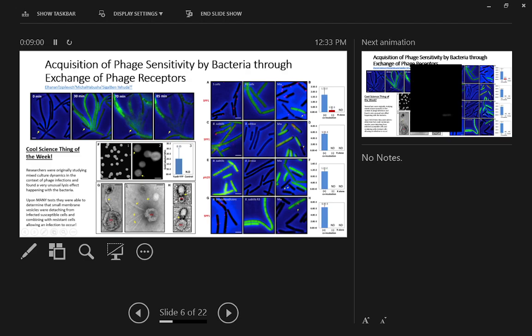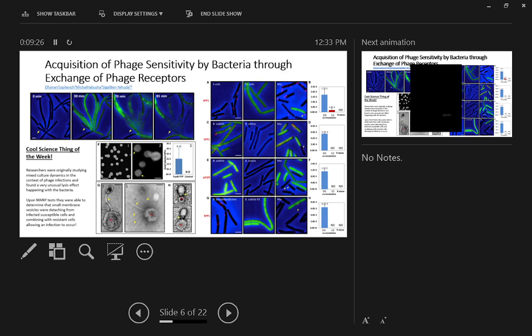Okay, so cool science thing of the week. This is actually a really interesting one, which is something that's not transformation. It's called transduction, which is the use of phages to transfer genes to a bacteria. Now, when phages do this, it's typically where they are trying to kill bacteria, but occasionally the bacteria incorporate some gene that was on the phage into their own genome, and there you go. So that can kind of happen.